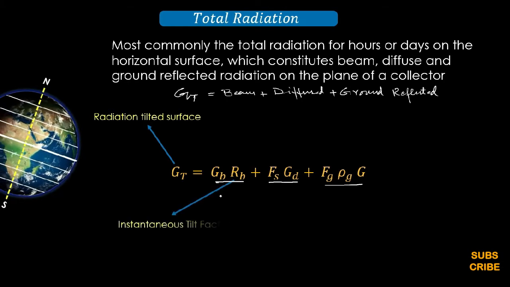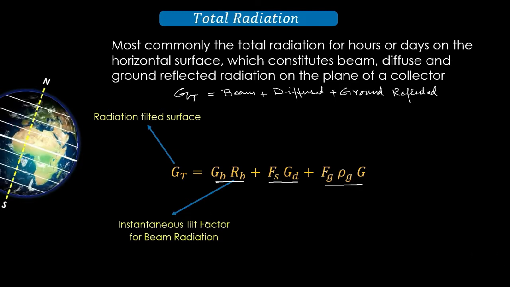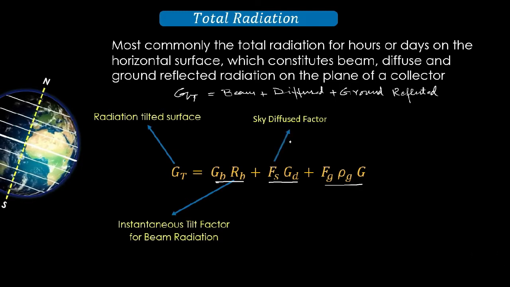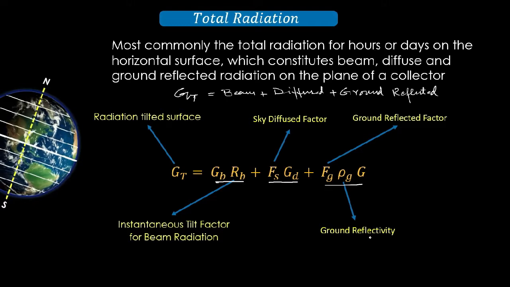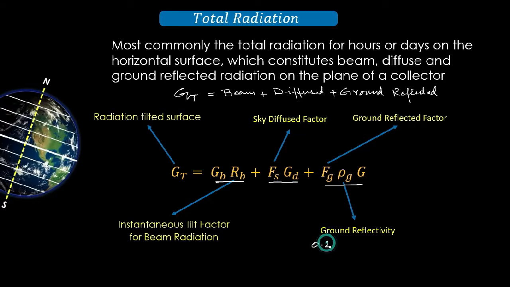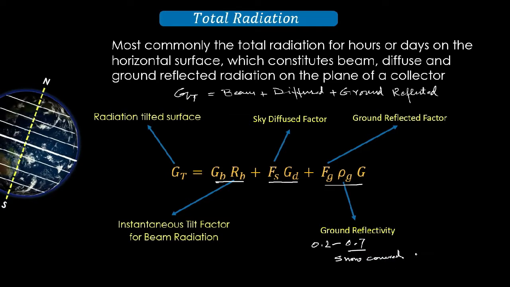In this, RB is the instantaneous tilt factor for the beam radiation, which we will discuss later on. Then Fs is the sky diffuse factor, Fg is the ground reflector factor, and rho g is the ground reflectivity, and its value ranges between 0.2 to 0.7, the higher value being for the case of snow covered ground.